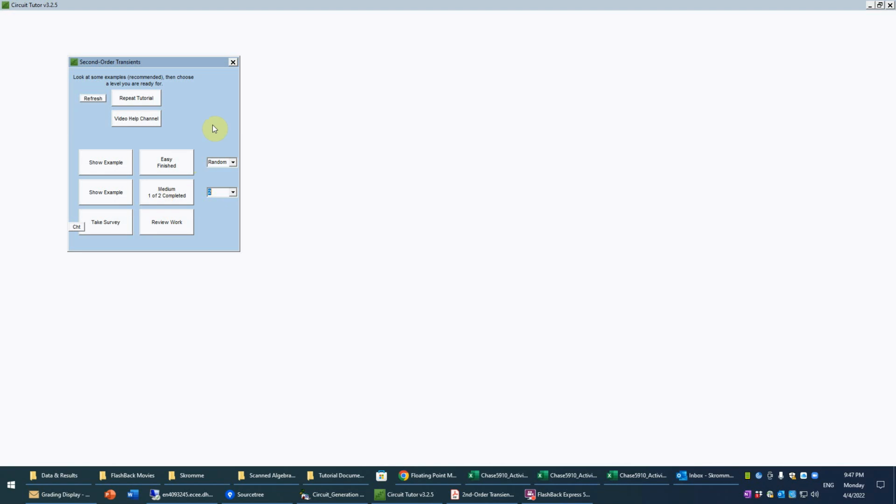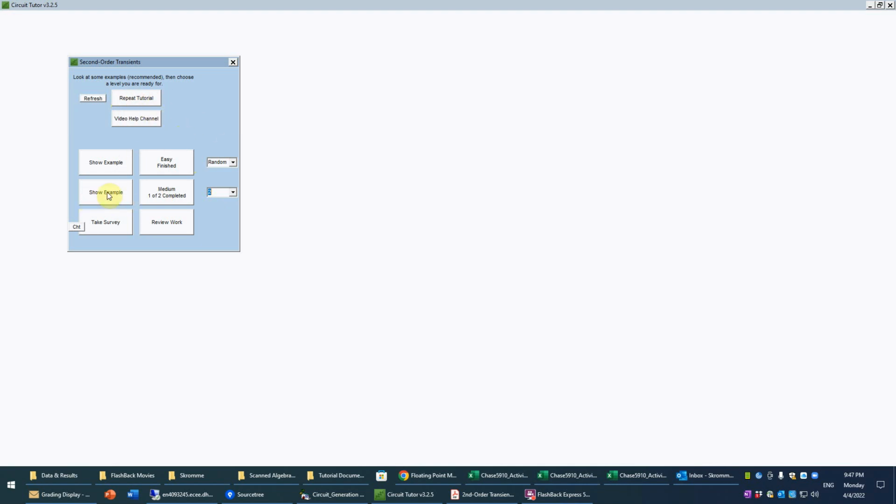So as always, it's a good idea to look at the introductory tutorial before attempting to do the game, and that's especially important for the second-order problems, as they're rather complicated and trying to do them without viewing that tutorial might be rather difficult.